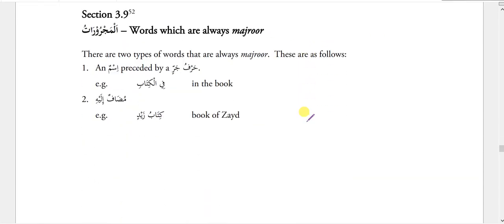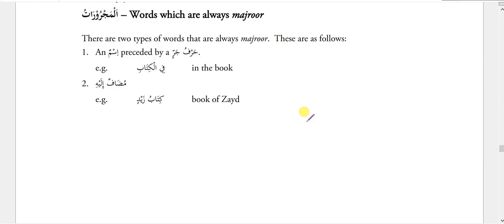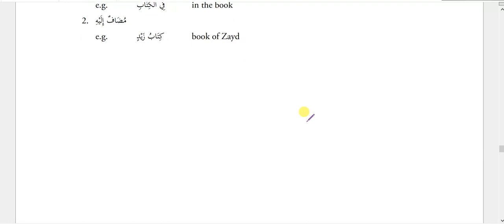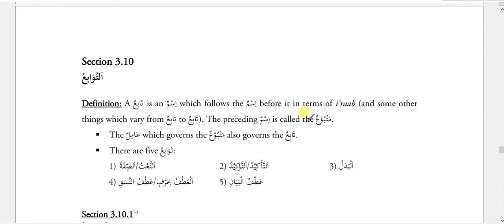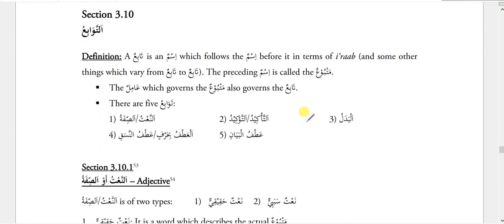Then we have lesson section 3.9, al-majrurat, words which are always majroor. You already know there are only two types of words that are always majroor. These are as follows: an ism preceded by a harf jar, like fil kitab, in the book, and a mudaf ilayh, kitabu zaidin, book of Zaid. Then we have section 3.10, which we are going to learn in the next video, inshallah. Assalamu alaikum wa rahmatullah.